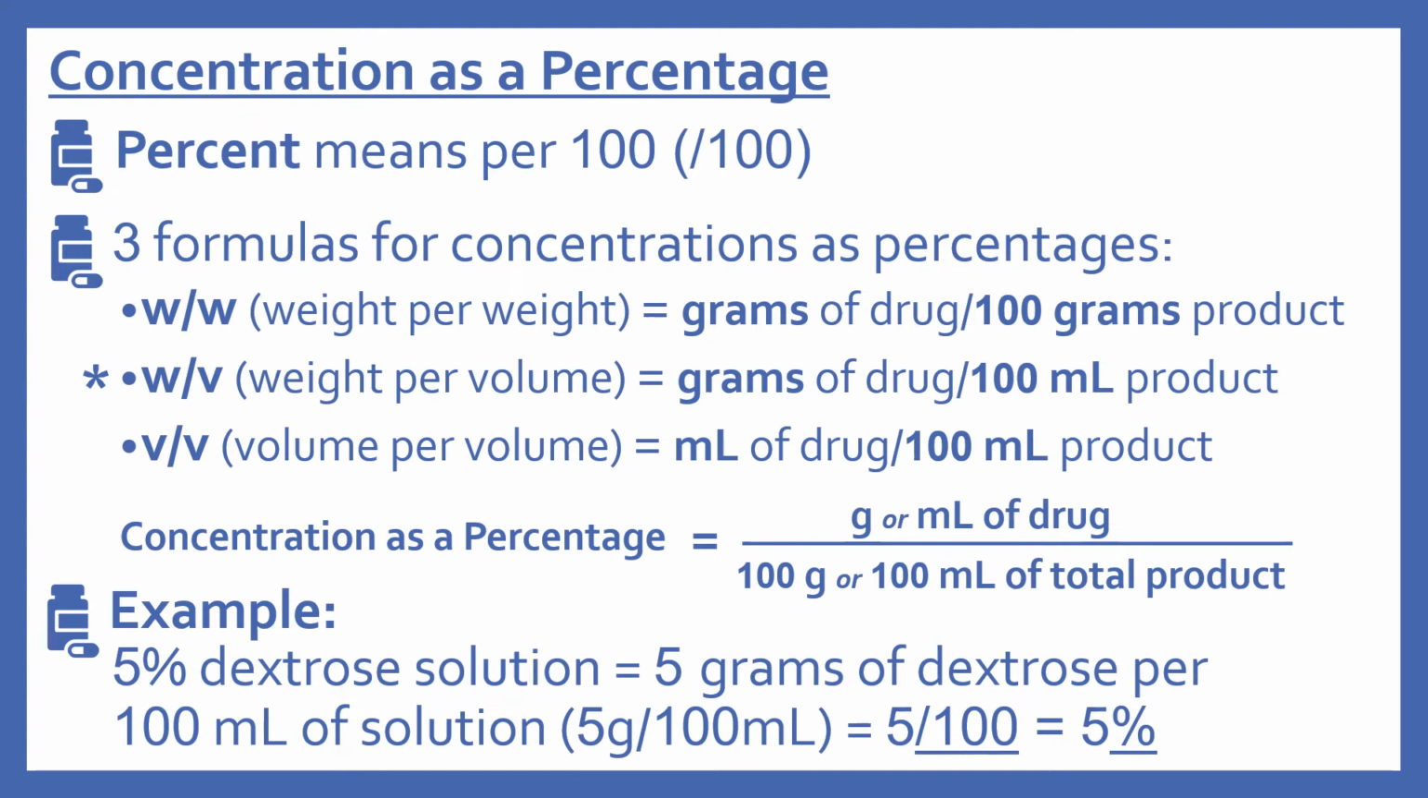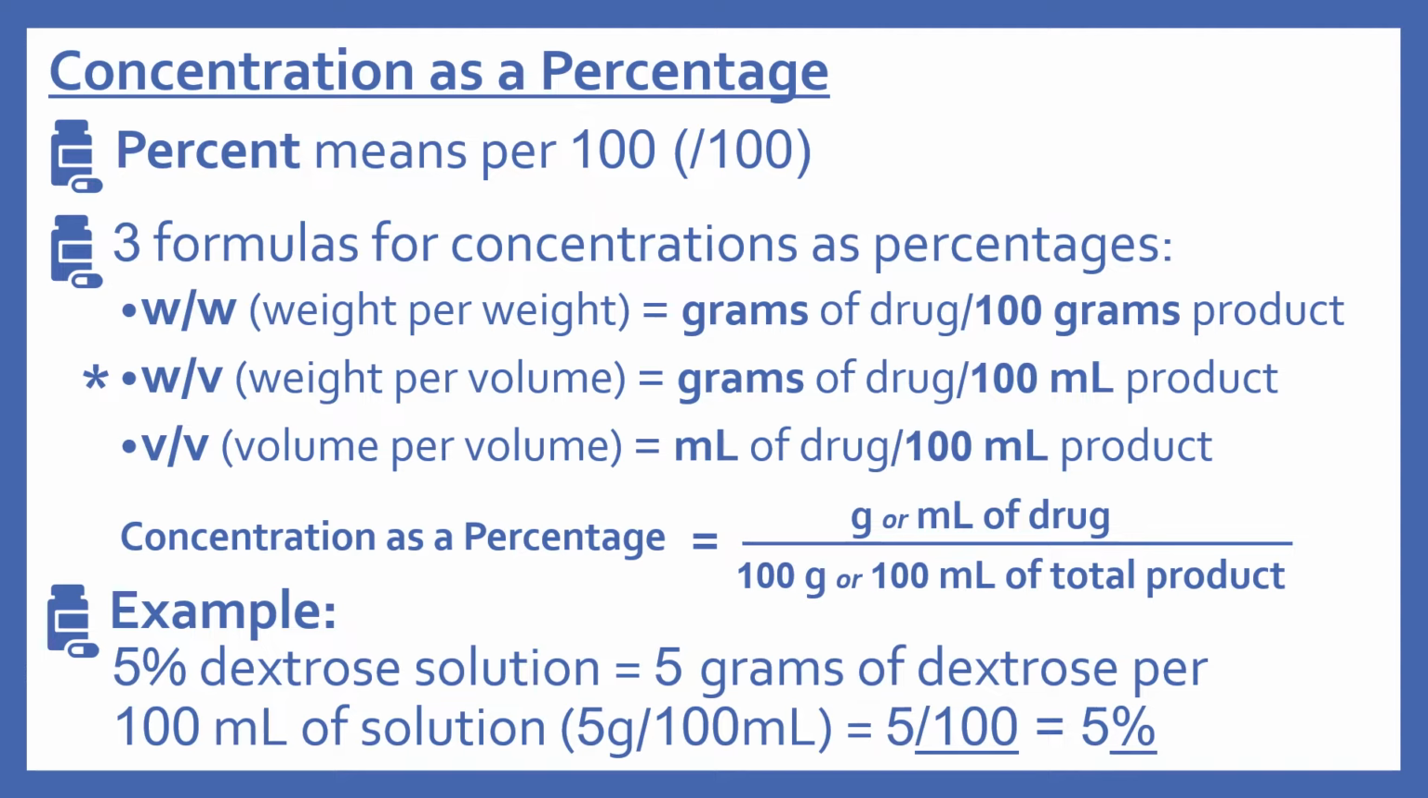Now we'll look at concentration as a percentage. So percent means per 100, or you can think of it as divided by 100. And there are 3 formulas for concentrations as percentages. There's weight per weight, or sometimes you may hear this as weight in weight. This means grams of drug per 100 grams of product, so those are both weight units of measure.